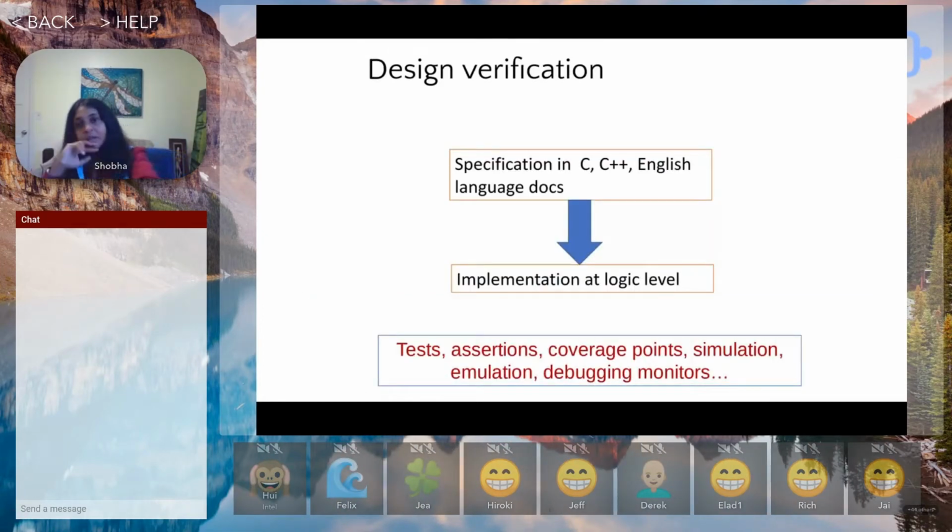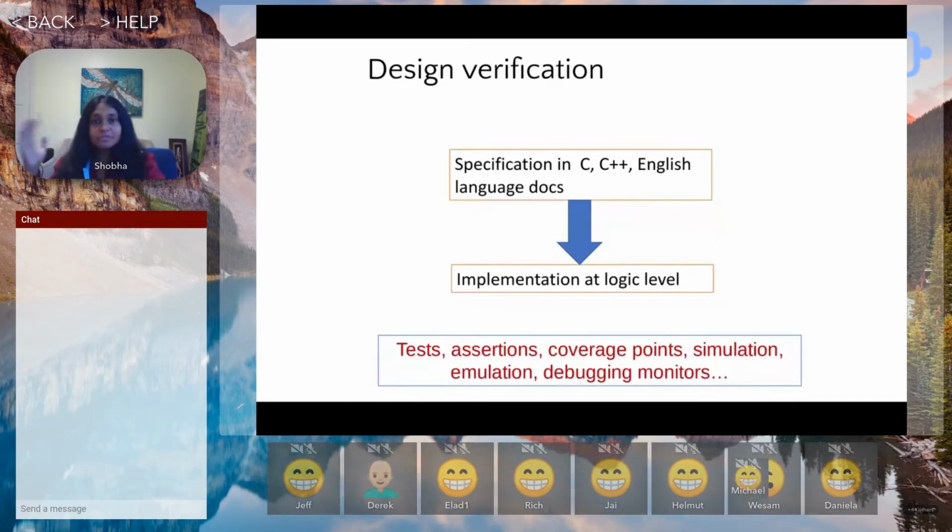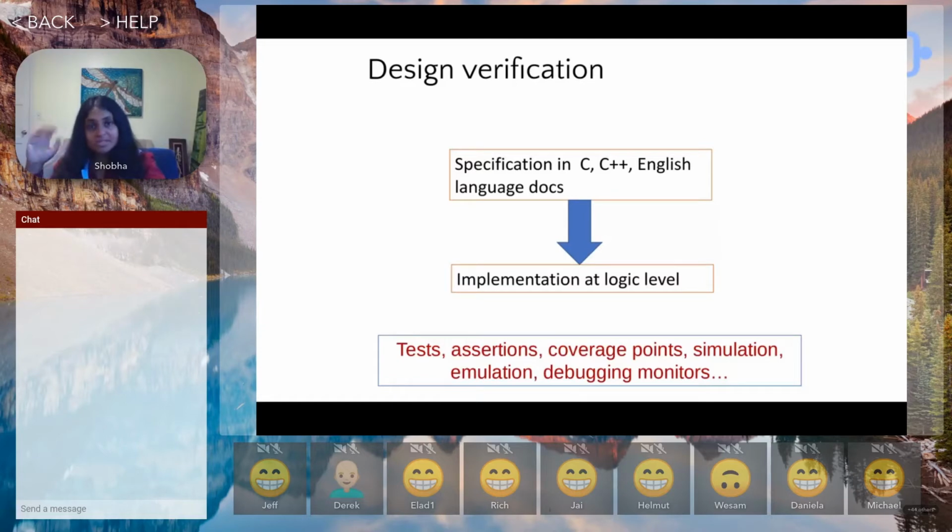So what is verification? Verification is proving that an implementation is able to satisfy a specification at the most fundamental level. In the case of hardware, that implementation is usually at the logic level, and the specification is in the form of some kind of a high-level English document or a C++ model or something. There are different artifacts which are used in what is called design verification, pertaining to RTL implementation verification. And these kinds of artifacts include tests, assertions, cover points, simulation, emulation, etc. Different ways of trying to ensure that the implementation does exactly what is intended.